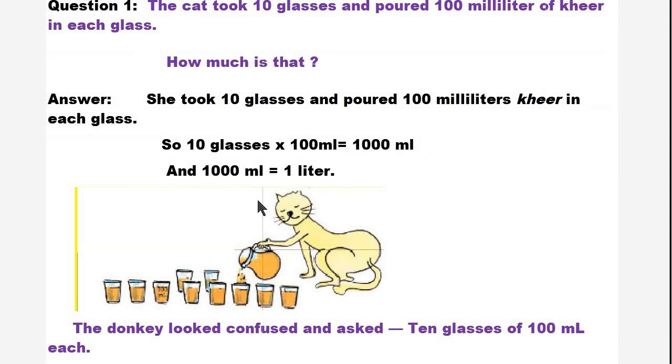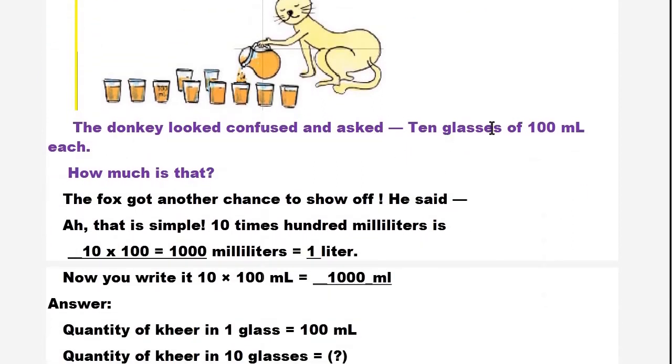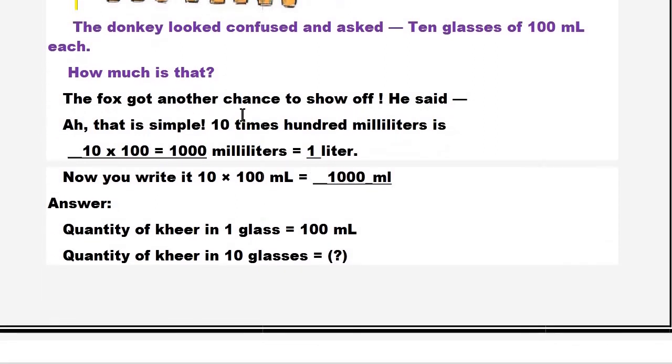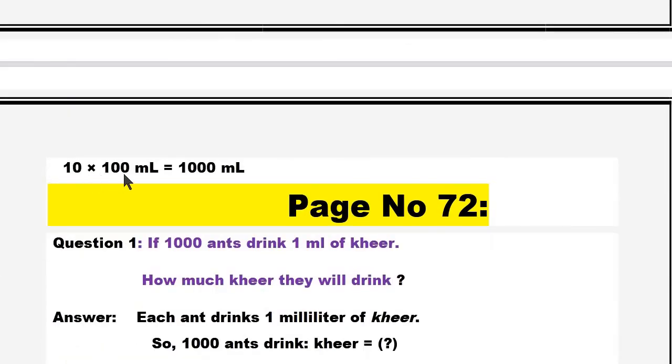And we know that 1000 milliliter is equal to 1 liter. The donkey looked confused and asked, 10 glasses of 100 milliliter each, how much is that? The fox got another chance to show off. He said, aha, that is simple. 10 times 100 milliliter, 10 into 100 is equal to 1000 milliliter, which is equal to 1 liter. Now you write it. 10 into 100 milliliter is equal to 1000 milliliter. Quantity of kheer in 1 glass is equal to 100 milliliter. Quantity of kheer in 10 glasses is equal to how much? 10 into 100 ml is equal to 1000 ml.